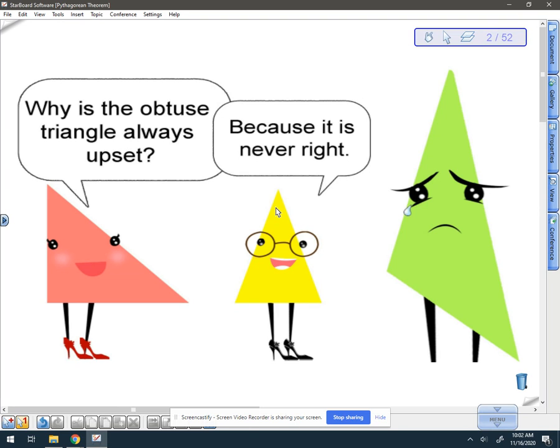So if we go to our next slide, I have a little joke for you. I know y'all miss my corny jokes. Why is the obtuse triangle always upset? Because it is never right. Look at that. Because it's never right.